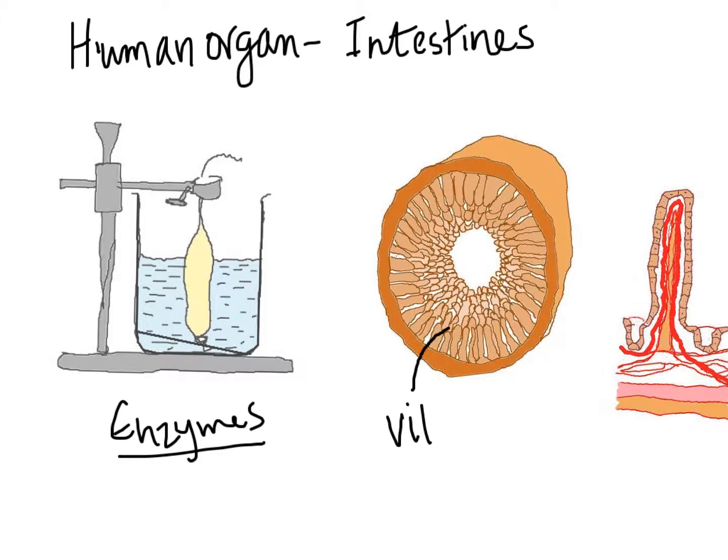You know, these finger-like projections, they're called villi. If you look at just one of them, it's called a villus. So villi is the plural of villus. You've got thousands and thousands of these lined on the inside wall of the small intestine.